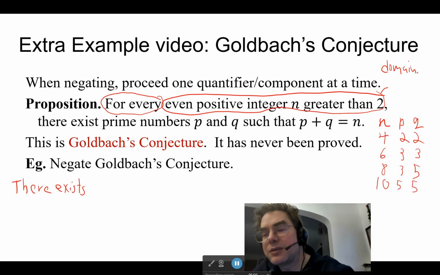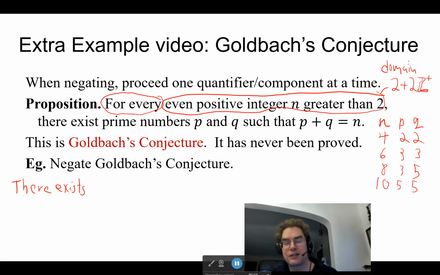And if we wanted to, we could give a symbol to that. This would be 2 plus 2z plus. This will take our positive even integers and add 2 to all of them, so that now the smallest element is 4. Now, when you are negating, the domains should be the easiest part because they never change, okay?